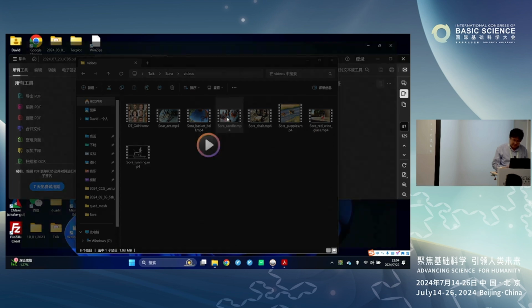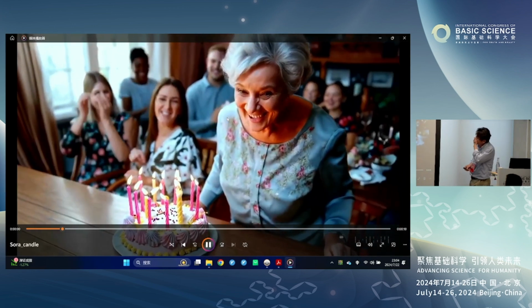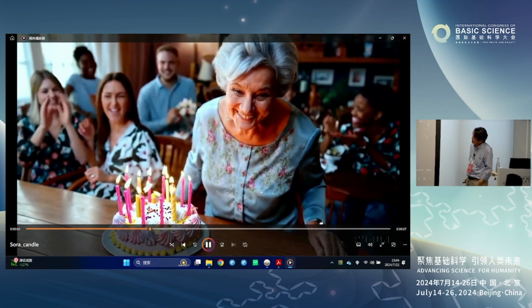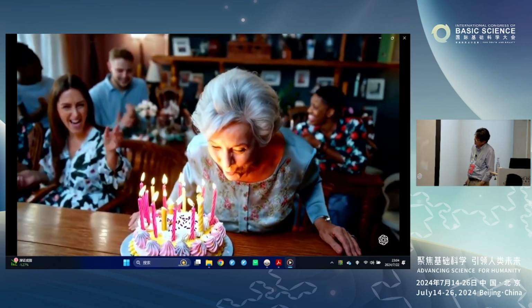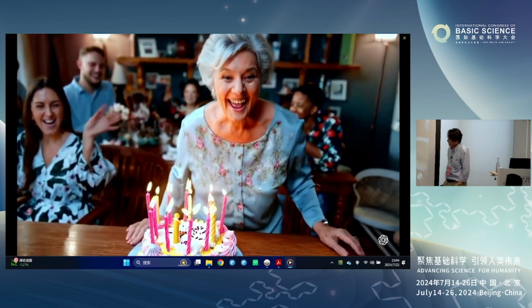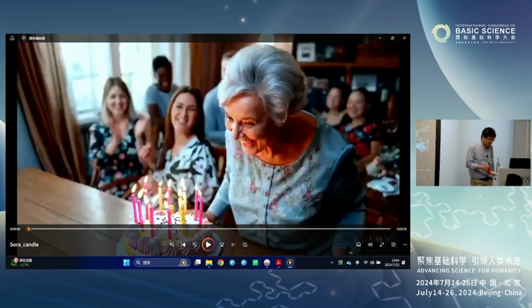Okay, so this is the first one, right? You see, this one looks really realistic, right? But when she blows the candle, the flare doesn't change. Okay, so what does this mean?